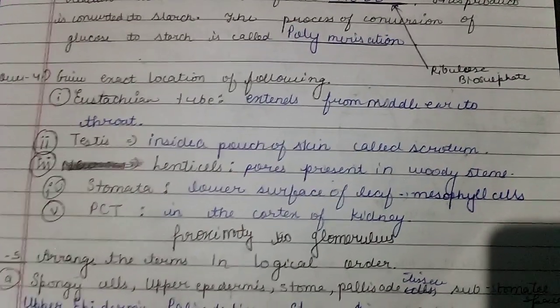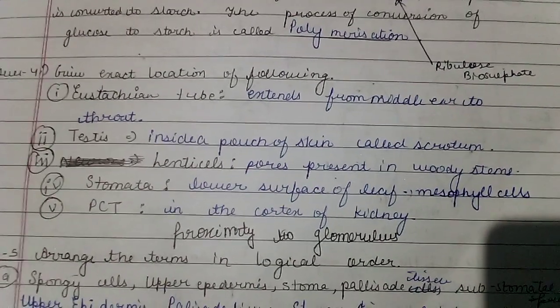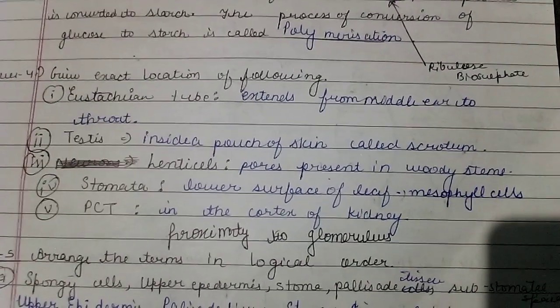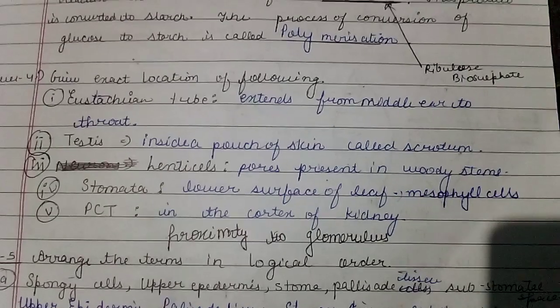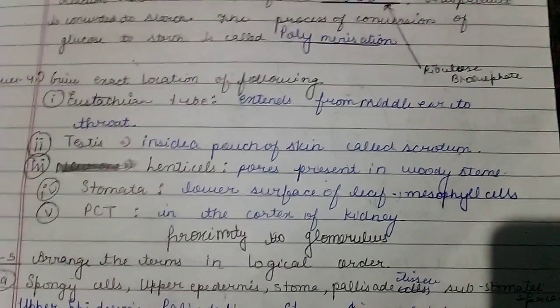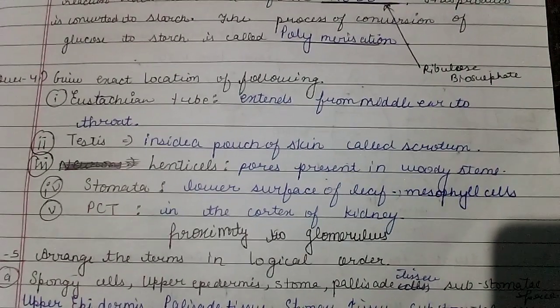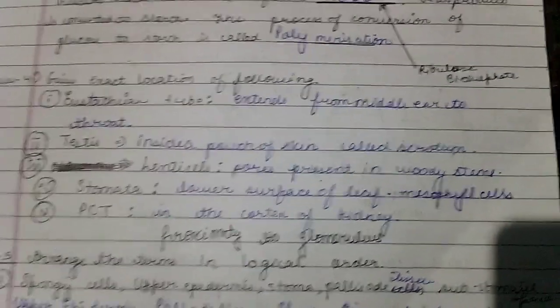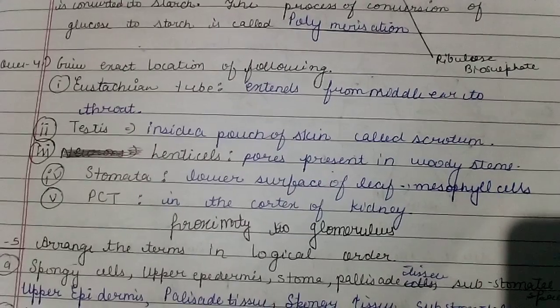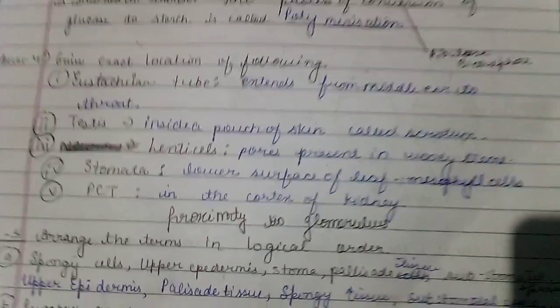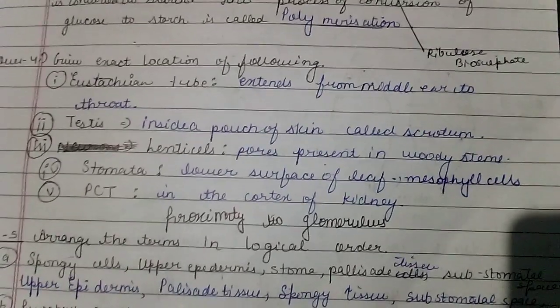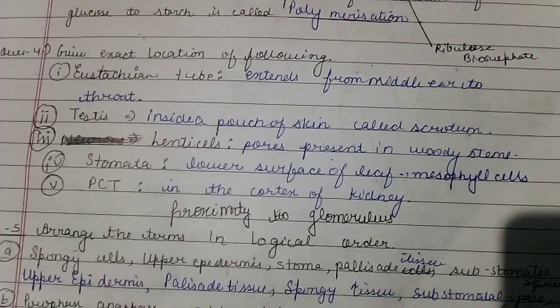Testis has seminiferous tubules and Leydig cells, and Leydig cells are also known as interstitial cells, as far as I remember. Okay, lenticels are the pores present in the woody stems, and the function of lenticels is to carry out lenticular transpiration. Lenticular transpiration occurs throughout the day.